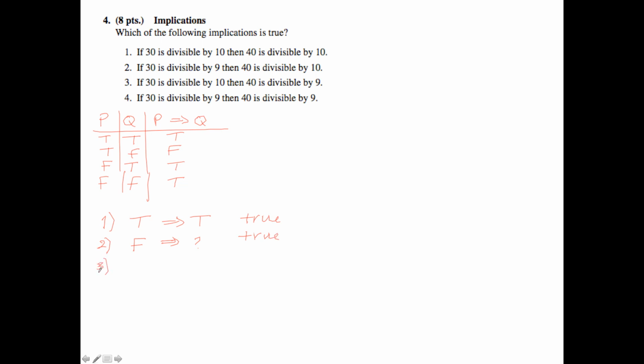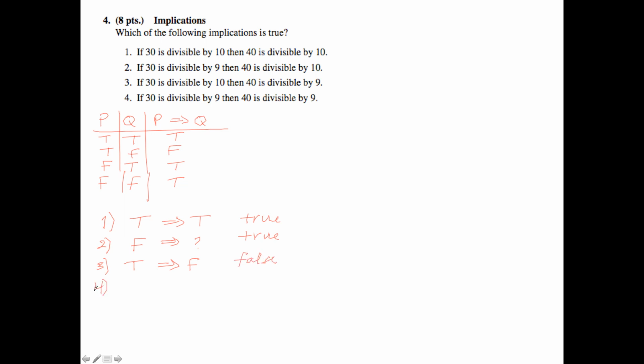In part 3, if 30 is divisible by 10, again, this is true, then 40 is divisible by 9. That is false. Therefore, from our truth table above, we see that P implies Q is false.